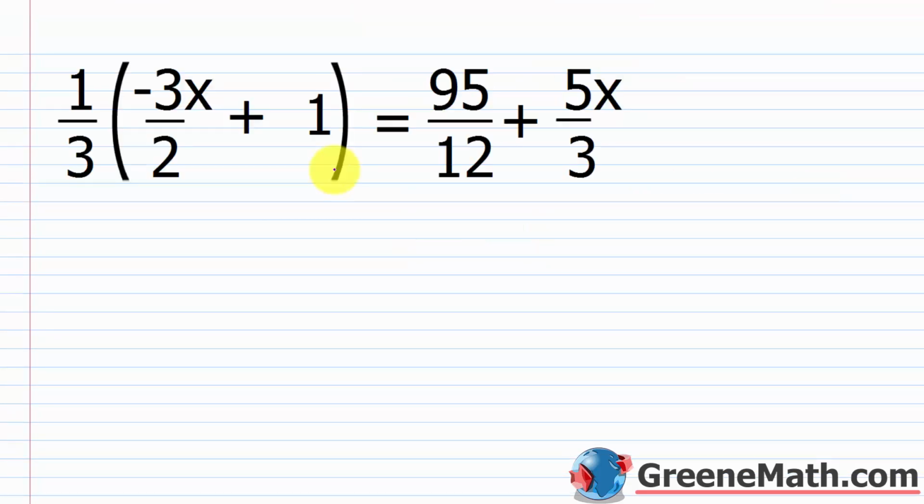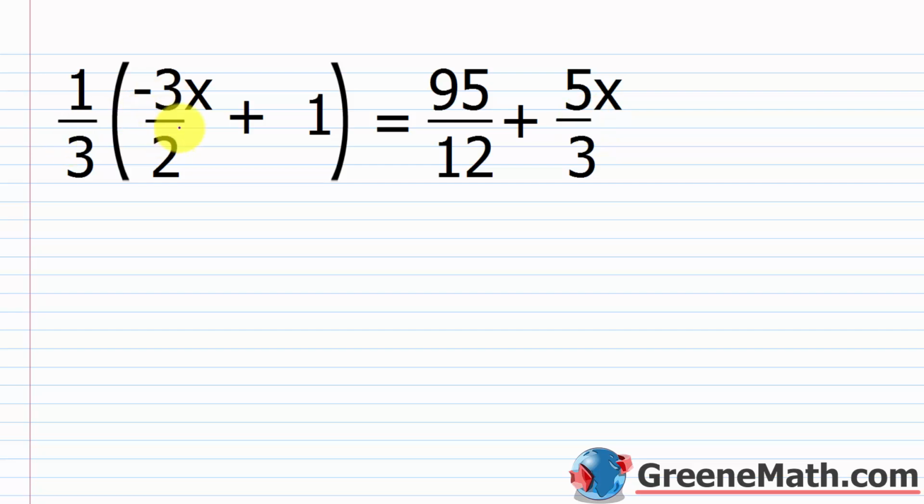So for the next problem, we're going to look at something that's a little bit more tedious. We have some parentheses involved. We have 1/3 multiplied by the quantity negative 3/2 x plus 1. This is equal to 95/12 plus 5/3 x. So the idea here is that if you're trying to clear an equation of fractions and you have parentheses involved, go ahead and clear the parentheses using your distributive property first, and then clear the fractions.